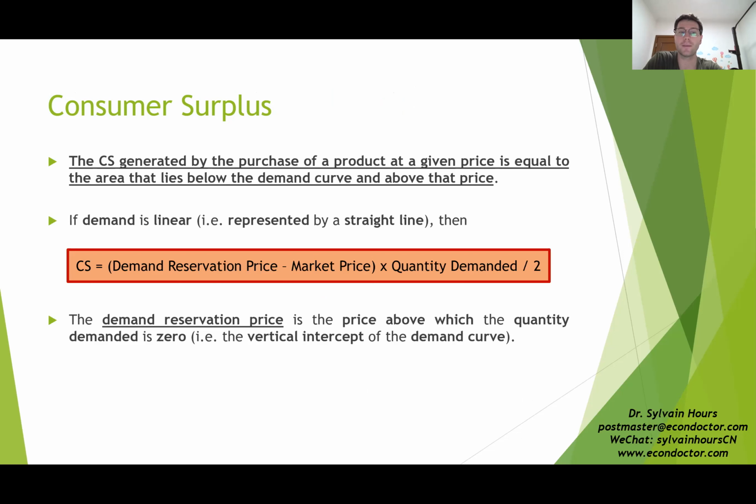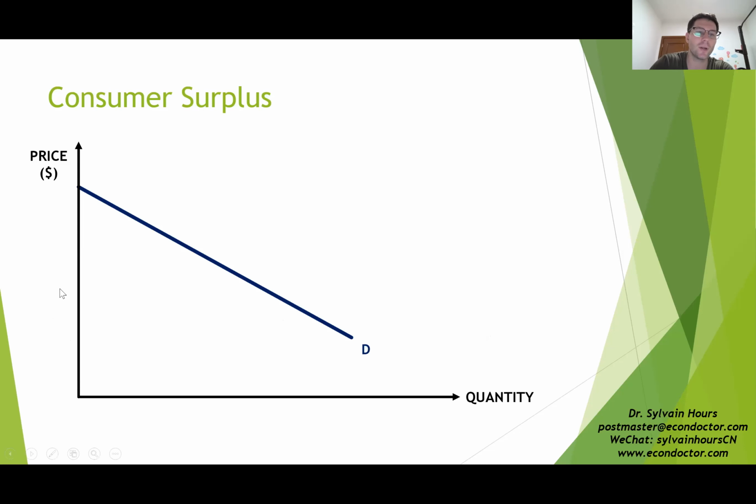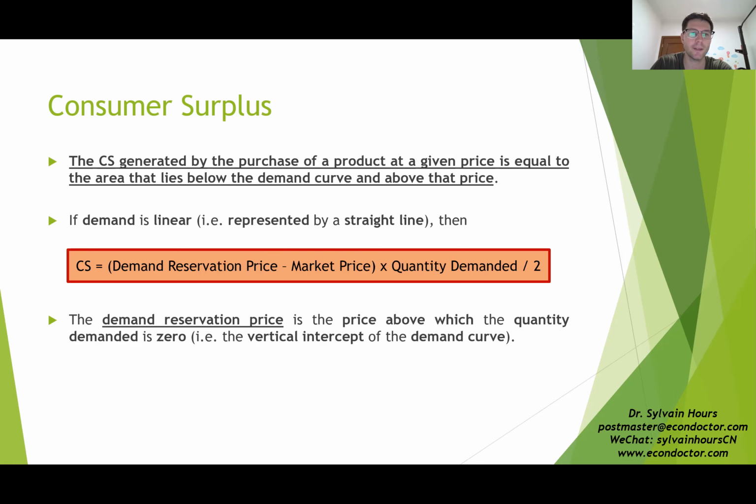It's simply equal to the demand reservation price, which is the price above which the quantity demanded is 0, minus the market price, times the quantity demanded, divided by 2. Okay, remember the demand reservation price is this. This is the price above which the quantity demanded is 0.